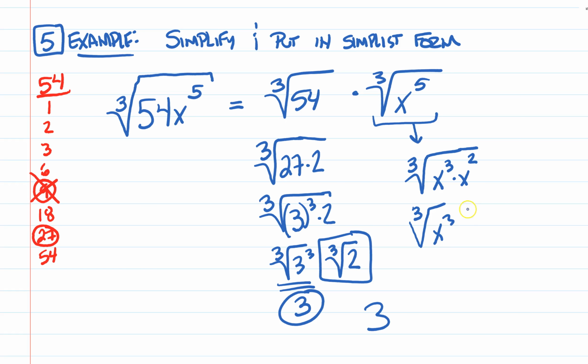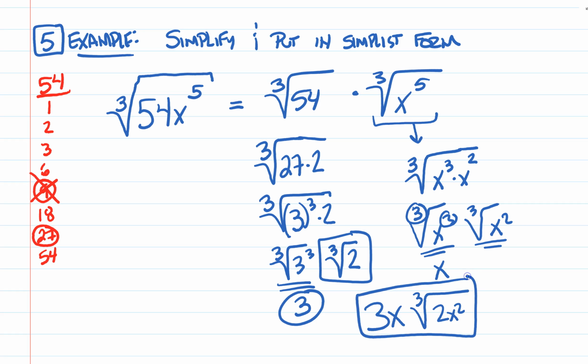X to the 3rd times the cube root of x squared. So the cube root of x to the 3rd just gives me back my x, and the cube root of x squared I can't do anything with. So I have a 3, I have an x, I have a cube root of 2x squared, and that is my simplest form of this one right here.